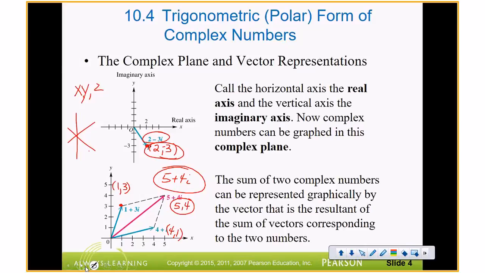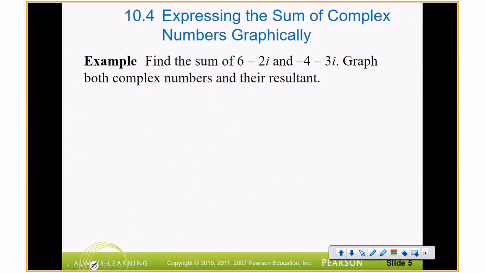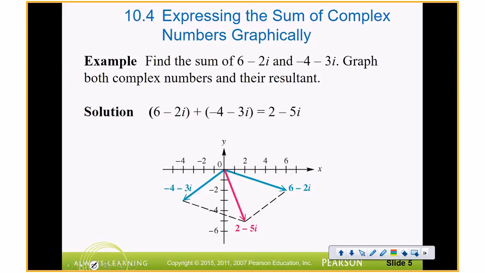But the good thing is, this one right here, you could do in your head. 6 minus 4 is what? And what is negative 2 minus 3? Negative 5. So your answer is 2 minus 5i. There you go. So write that down. You always want to draw a picture so you can see what it looks like.